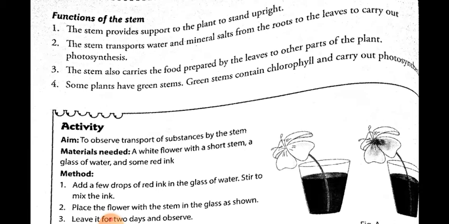Once the leaves prepare the food after photosynthesis, this prepared food is sent to all parts of the plant, such as roots and other branches. The root is provided with food with the help of the stems. Some plants also have green stems, so these green stems help in photosynthesis as they contain some amount of chlorophyll.